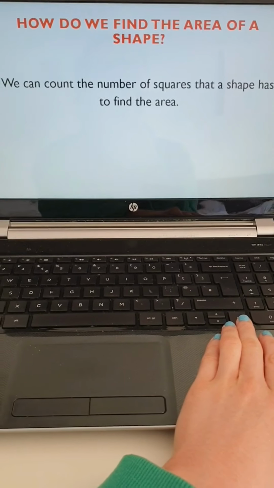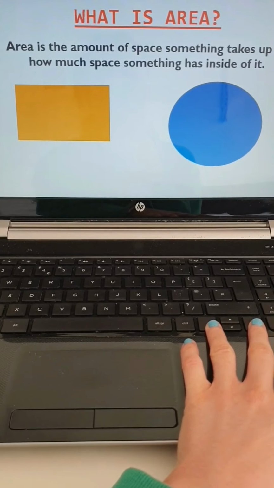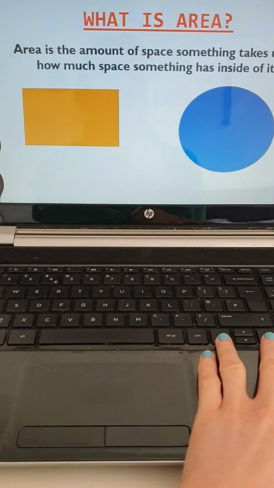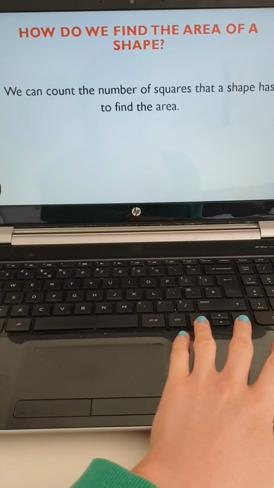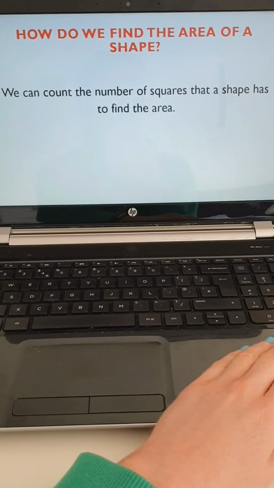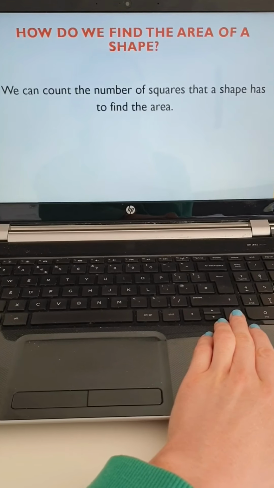Right, how do we find the area of a shape? So if we go back to these shapes here, we can say that we want to find the area of the inside, but how do we do that? Okay, so we're going to find out. So we can count the number of squares that a shape has to find the area, okay? And I'm going to show you what I'm talking about now, okay?